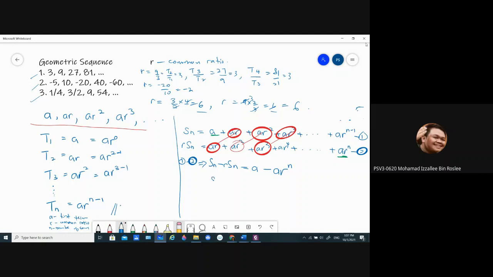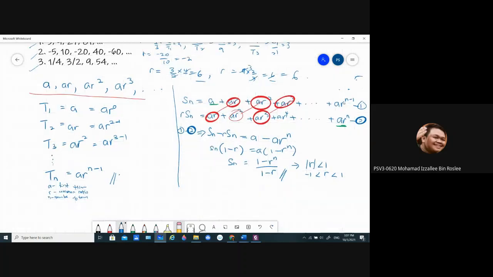From here, Sn is equal to A(1 minus Rn), factorize it. Therefore, Sn is A(1 minus R to the power of n) over 1 minus R. This formula is only true for modulus R less than 1, which means R is greater than negative 1 but less than 1. So this formula is only true when R is in that situation. If not, we use this formula.